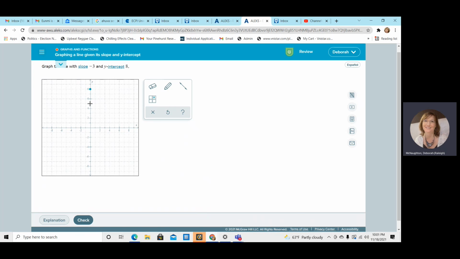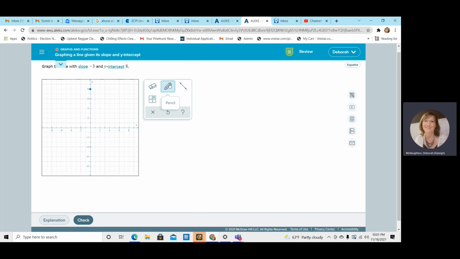And always go to the right. The negative tells me whether the slope is negative or positive, which tells me whether I'm going up or down. Negative slope, you go down. Positive slope, you go up. And then you're always going to the right by the denominator. So the denominator is 1, so we go to the right 1.